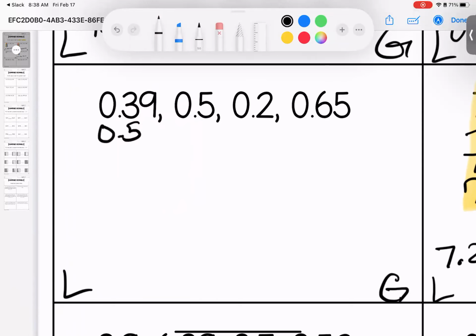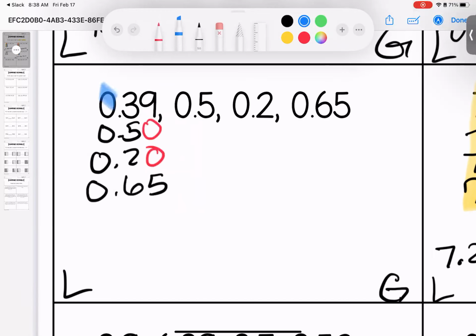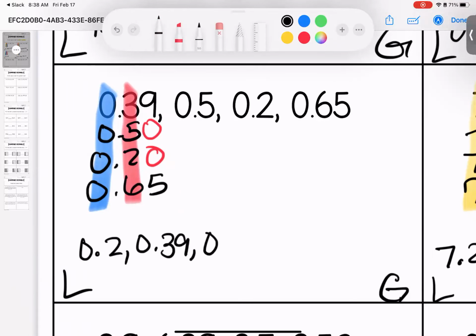Next one, least to greatest. Write them out. Fill in my empty spaces with zeros. And start with my ones. They're the same, moving next door: 3, 5, 2, 6. I can put these in order. 2 tenths, 39 hundredths, 5 tenths, 65 hundredths.